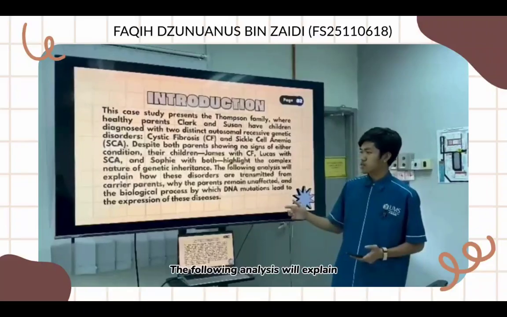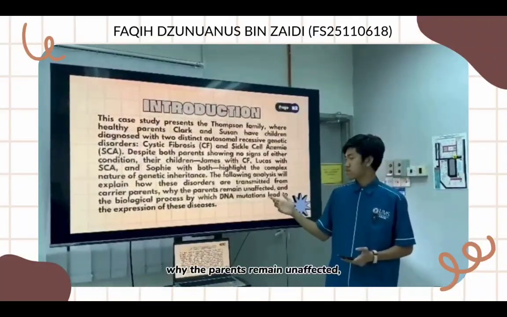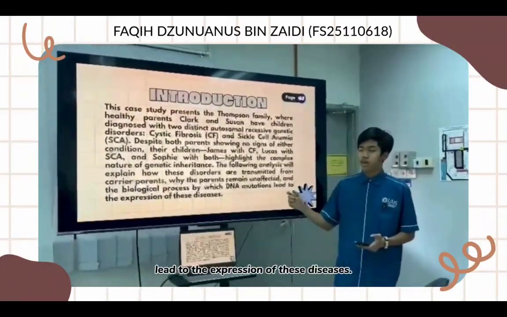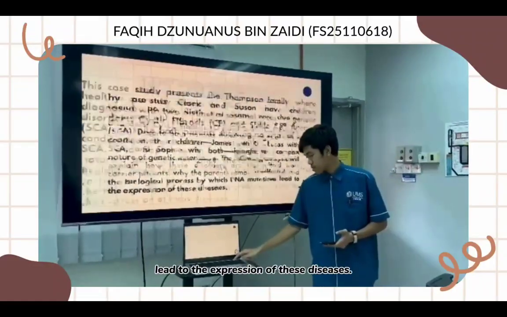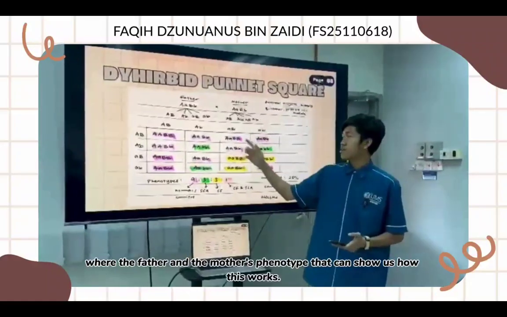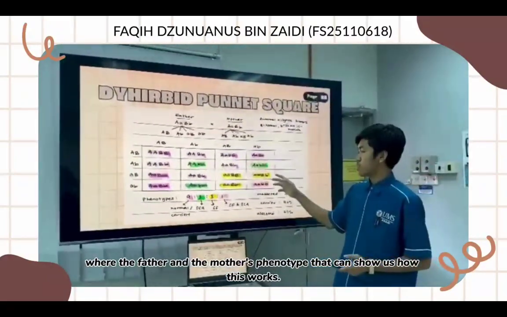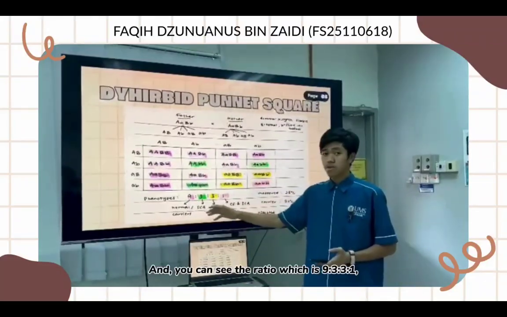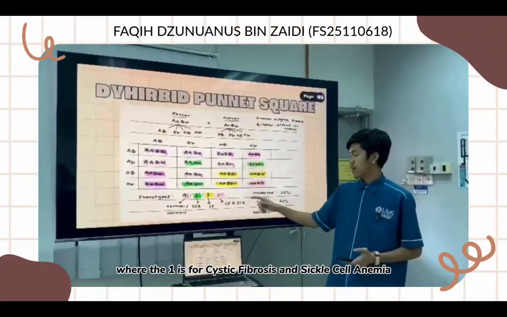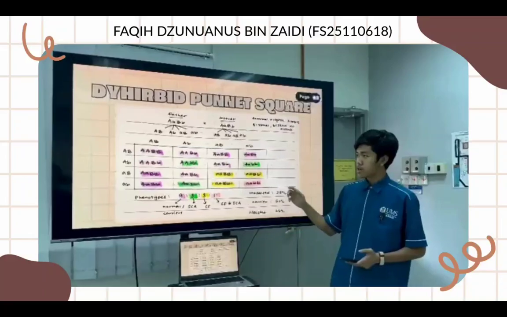The following analysis will explain how these disorders are transmitted from parents, why the parents remain unaffected, and the biological process by which DNA mutations lead to the expression of these diseases. From here, you can see the dihybrid Punnett square, where the father's and the mother's phenotypes show us how this works. And you can see the ratio, which is 9:3:3:1, where the one is cystic fibrosis and SCA, which highlights how hard it is to get both conditions.